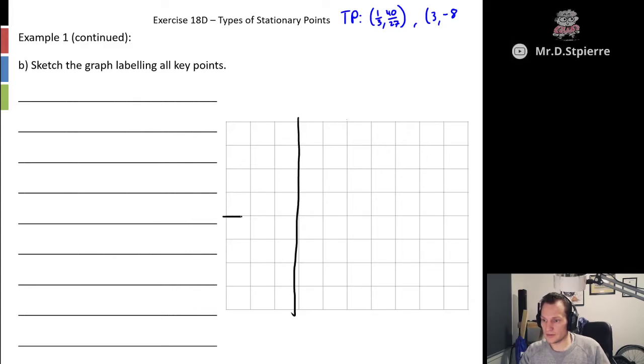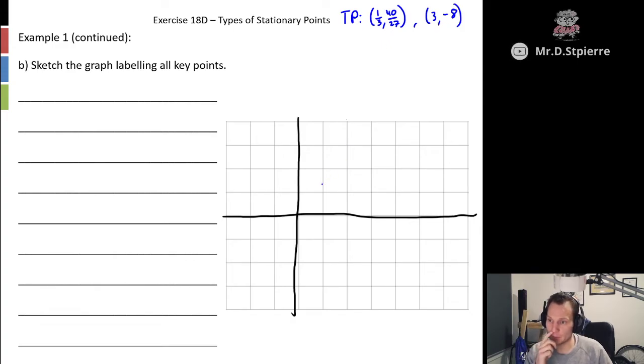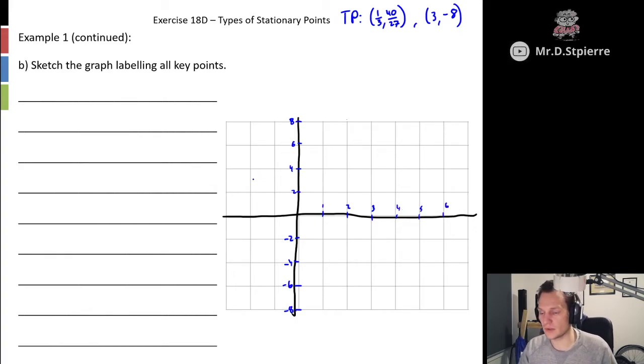Okay, let's put our axes in like that. 40 on 27 is less than 2. So if we say each one of these blocks is 2, so 2, 4, 6, 8, negative 2, negative 4, negative 6, negative 8. And we'll do 1, 2, 3, 4, 5, 6. That gives us what should hopefully be enough.